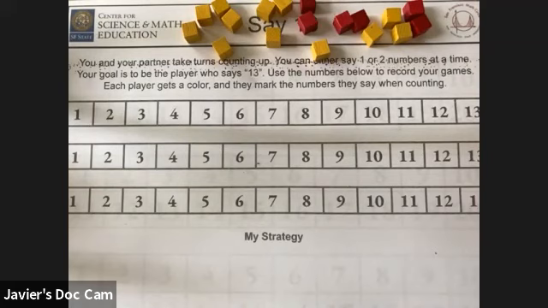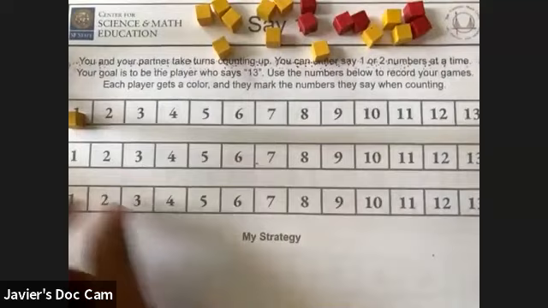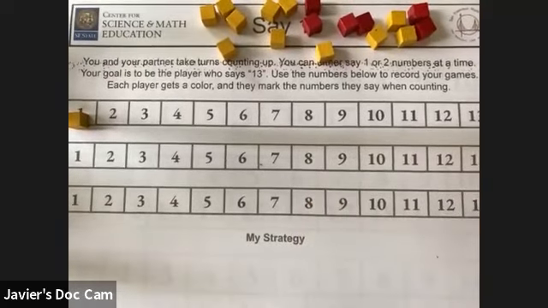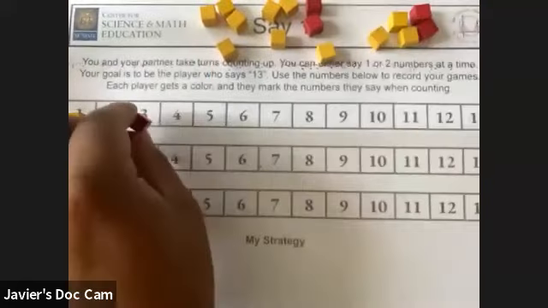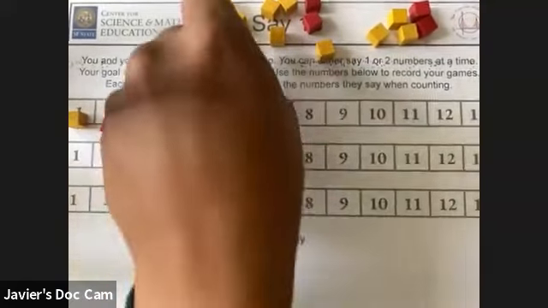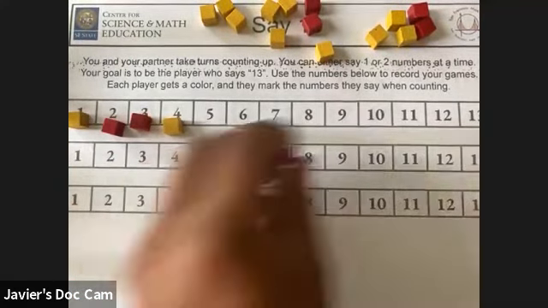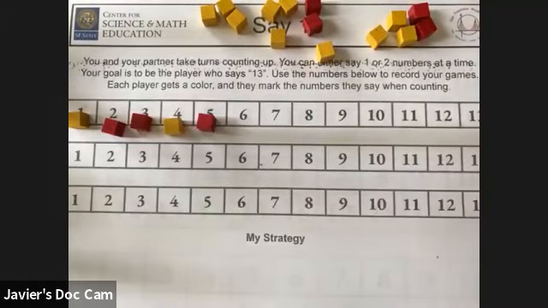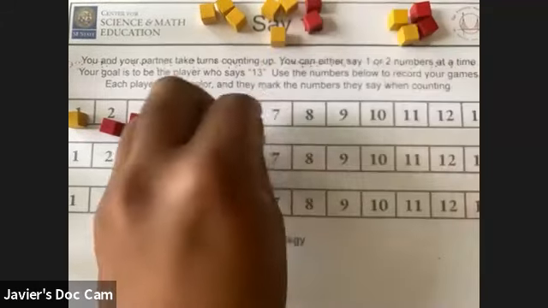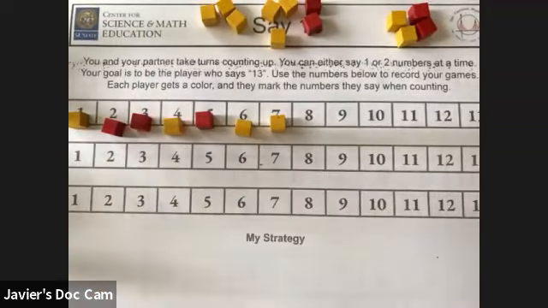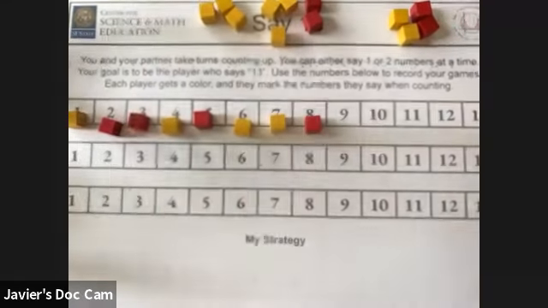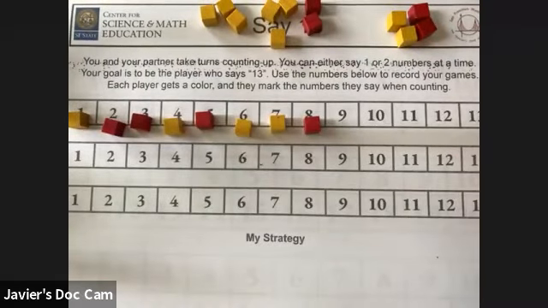One. All right, I'll put the yellow ones for you, Daniel. Anurajani? Two, three. Four. Five. Six, seven. Eight. Nine, ten.